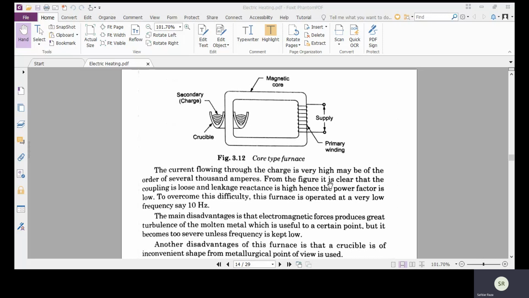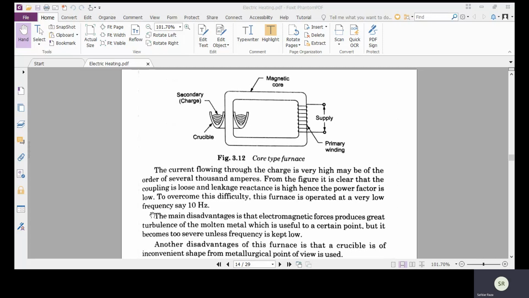From the figure, it is clear that the coupling is loose and leakage reactance is high, hence the power factor is low. So the first limitation of the core type furnace is that its power factor is low. To overcome this issue, this furnace is operated at a very low frequency, say 10 Hertz.